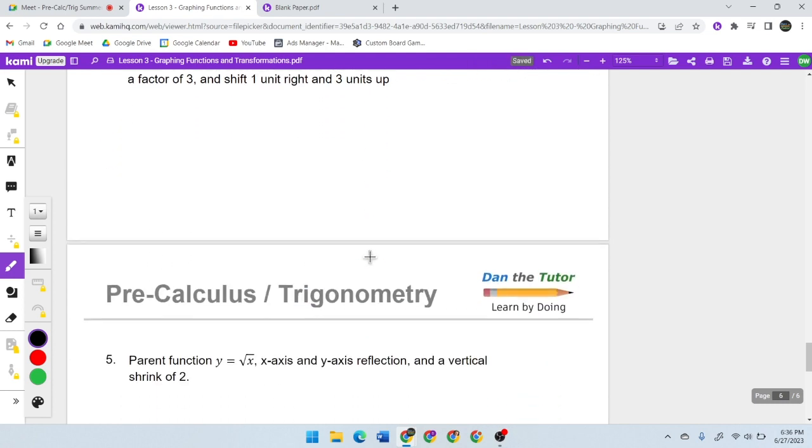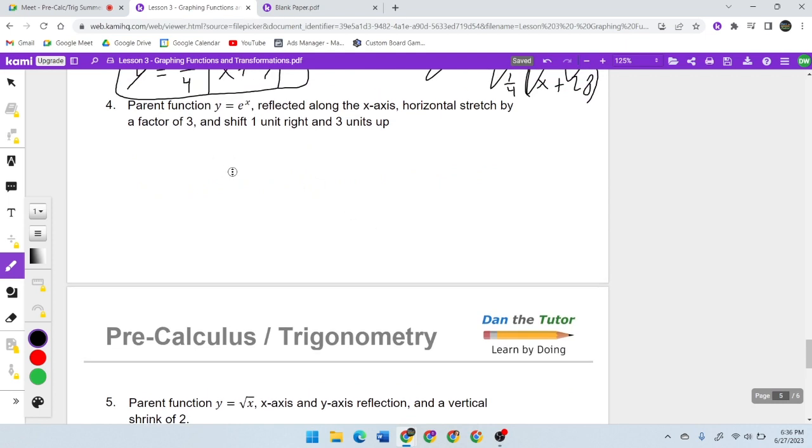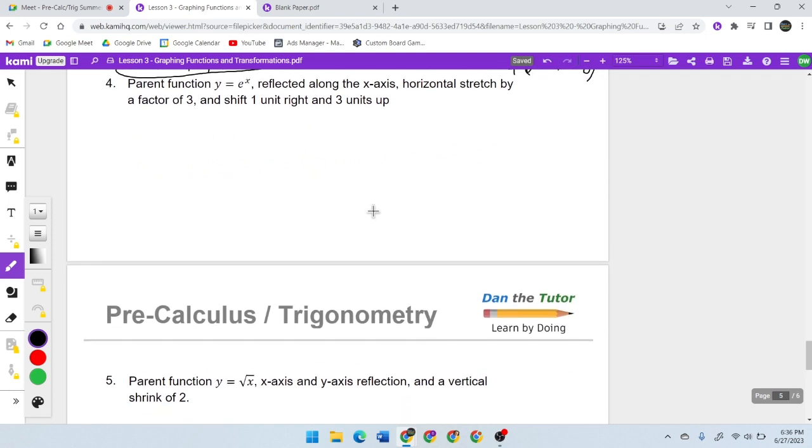Okay, for number 4, the parent function is going to be y equals e to the x. We're going to reflect along the x-axis, a horizontal stretch, which we'll talk about, by a factor of 3, and we're going to shift 1 unit right and 3 units up. So this is like everything. This has every trick in the book, basically. And that's okay, because we're going to nail it.